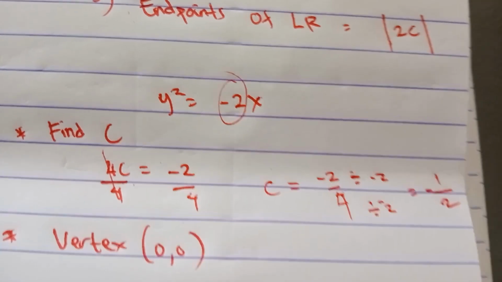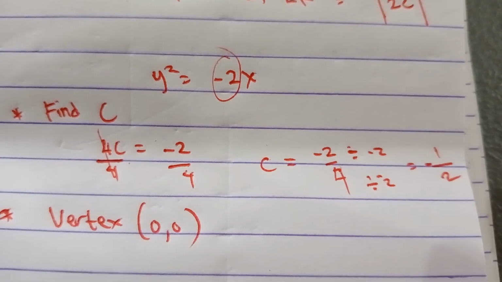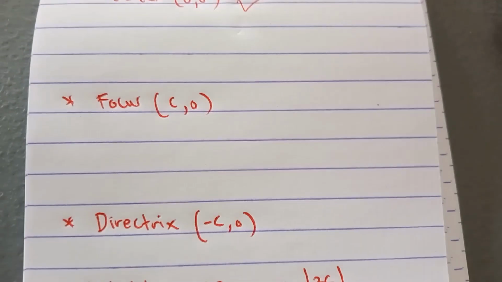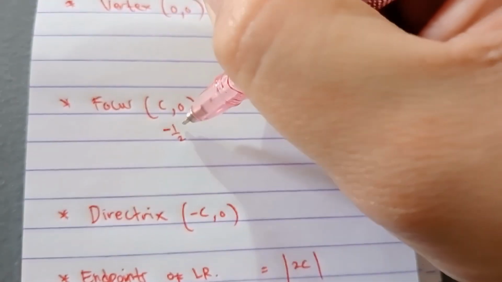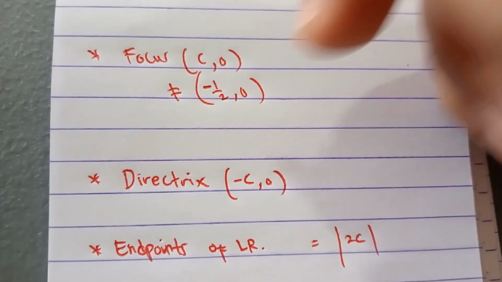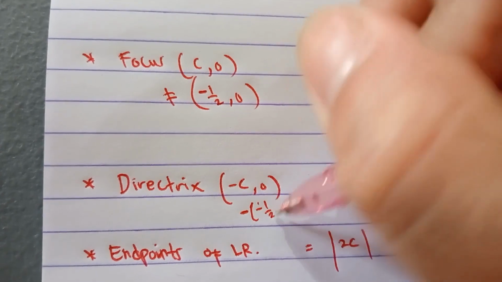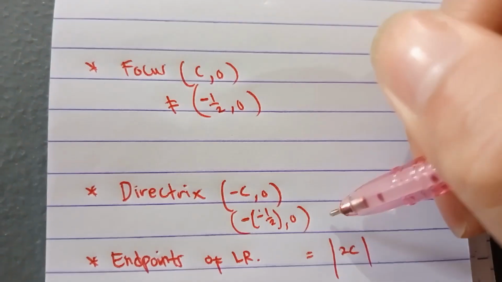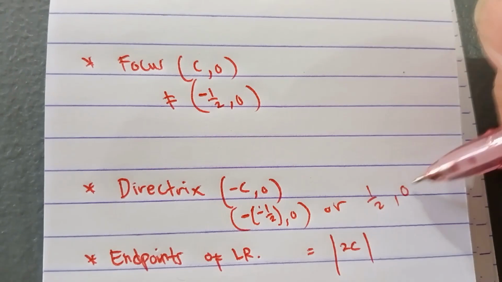So, we all know that the vertex is at the origin, so write 0, 0. Afterwards, find the focus. The focus can be written as (c, 0). So, as we all know, our c is negative 1/2, 0. Always remember that c is always positive in terms of counting because we are talking about distance. So, the directrix can be written as x equals negative c. Then, negative times negative 1/2, we have 1/2. Then, copy the 0. That is the value of directrix.